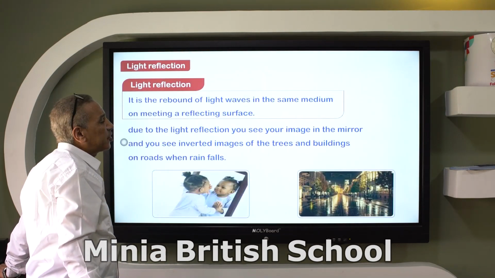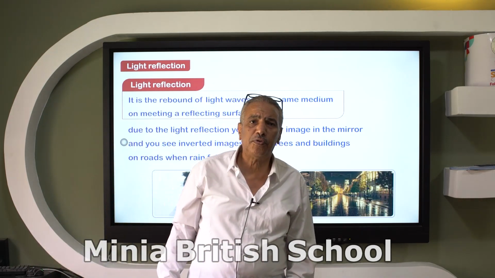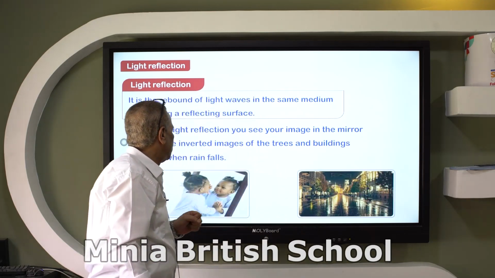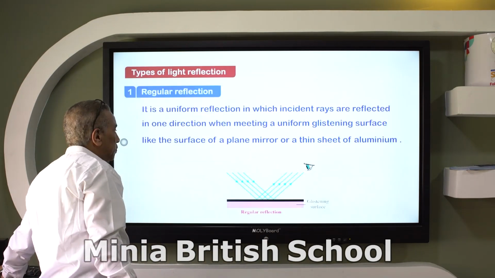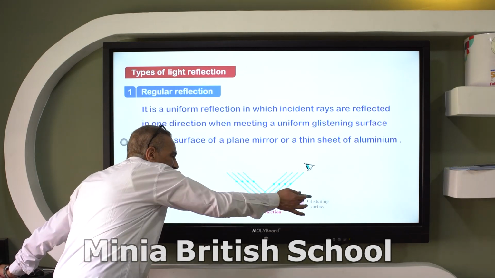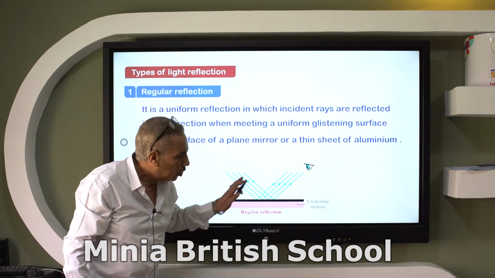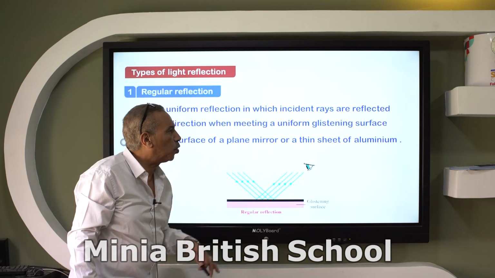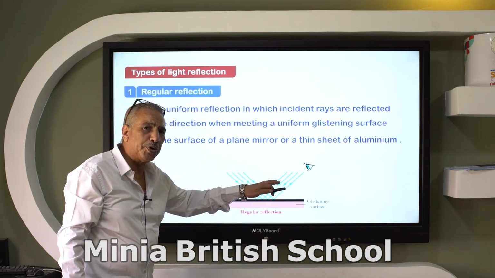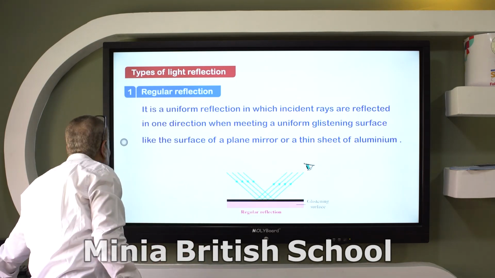We have a reflection for the light and the refraction for the light. Reflection for the light is the rebounding of the light ray due to hitting a reflecting surface. Here, a group of light rays fall on the reflecting surface, so they reflect in the same medium, not transfer to another medium. This is called reflection.